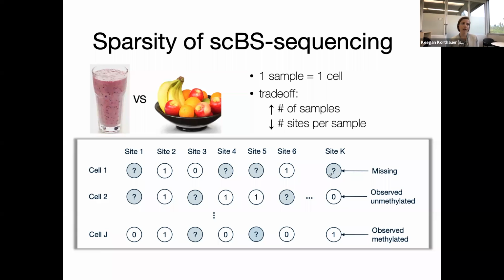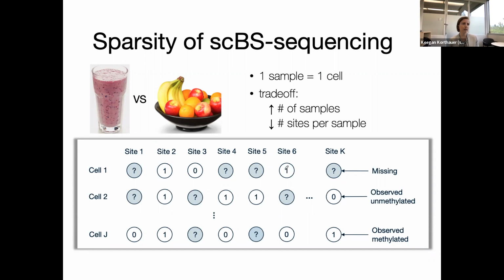And in experiments that we've looked at, it's typical to have approximately on the order of 1 million sites that you actually have measurements for in a given cell. So 1 million out of 30 million. So it's very, very sparse.